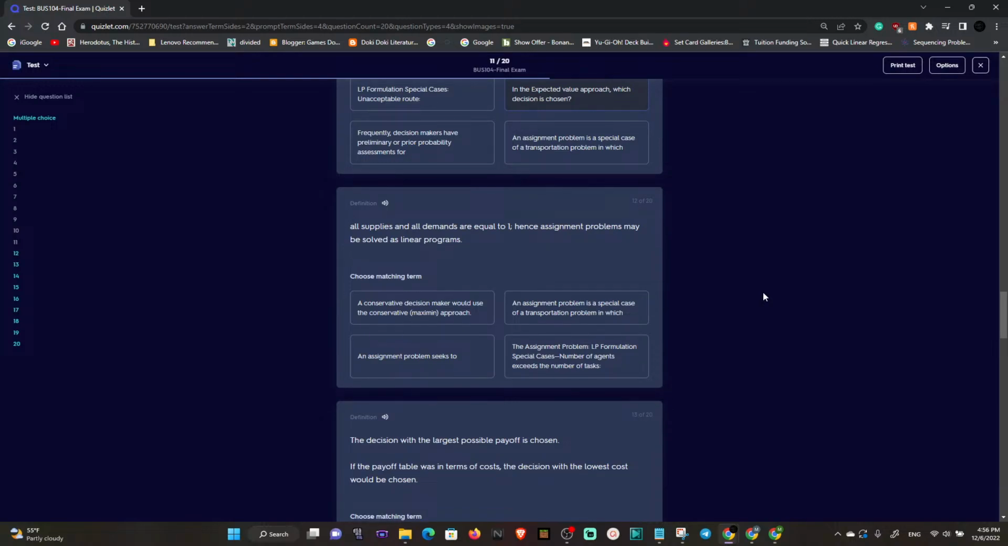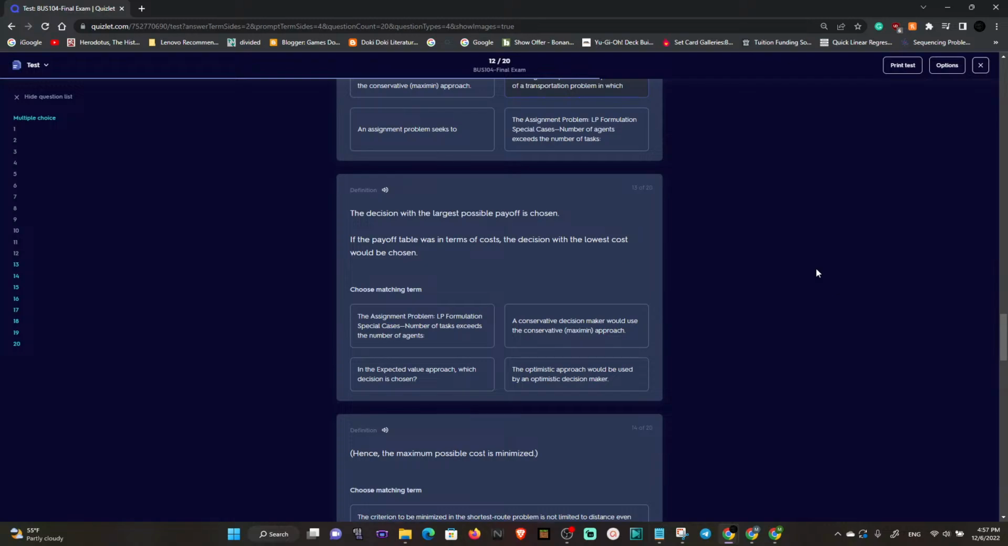All supplies and all demands are equal to 1. Hence, assignment problems may be solved as linear problems. Equal to 1. Linear problems. Do you know it? Linear. Supplies and demand shows transportation. So C.